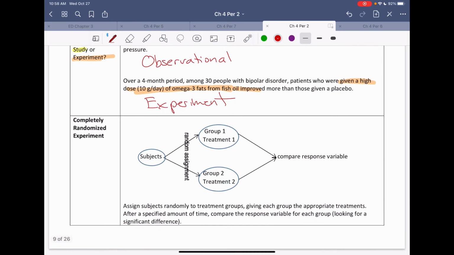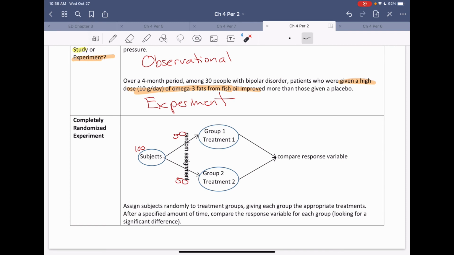So, in order to perform a correct experiment, a completely randomized experiment, here's a little flowchart of how you do that. You take your subjects, let's just say there's 100 subjects, right? We're just making numbers up, which is fine. You split them evenly. One group gets a treatment. Maybe that's a pill, maybe they're forced to work out 20 minutes a day. The other group either doesn't have to work out, or they get a placebo pill instead, and then you compare the results. So this is how you run an experiment. Assign subjects randomly to the treatment groups, give them the appropriate treatment, and after a specific amount of time, look for the difference.